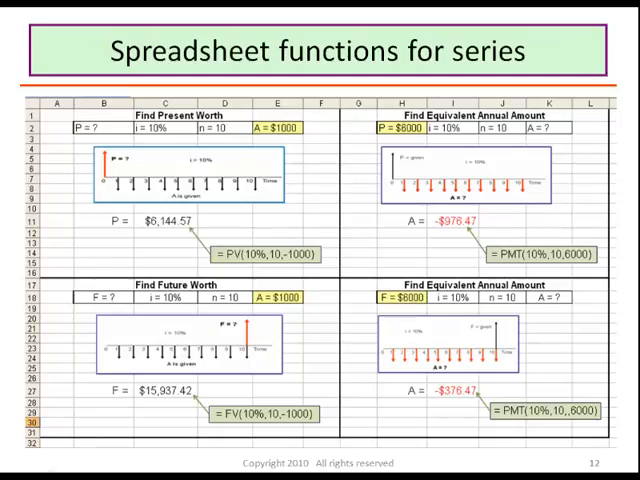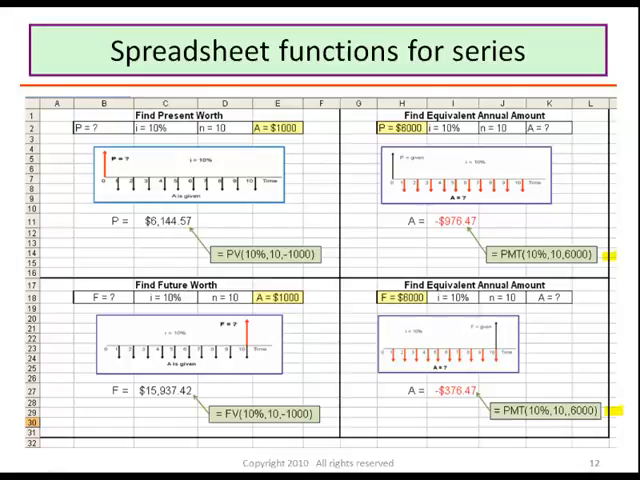This slide shows the use of spreadsheet functions for all 4 of the uniform series factors that we have studied. After the following description, you may wish to pause the presentation to study the spreadsheets and their entries. For description purposes, let's concentrate on the right side of the screen, where uniform series A values are determined using PMT functions.